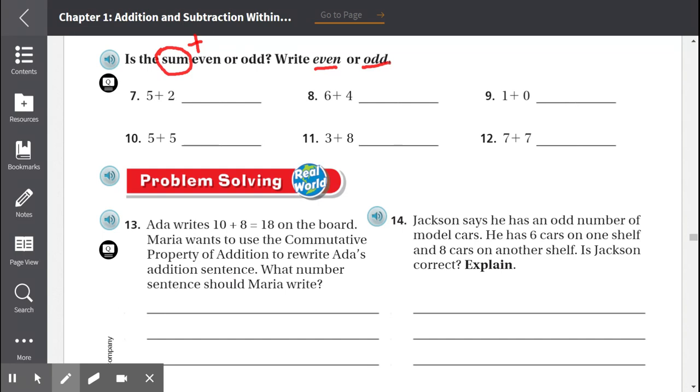All right, so let's begin with number 7. Of course, we have to find the sum first. 5 plus 2. 5 plus 2 equals 7. Now, we have to write whether 7 is even or odd. Now, we already said that if it ends in 1, 3, 5, 7, 9, it's odd. And that's exactly where 7 is at. So the sum, 7, is odd.